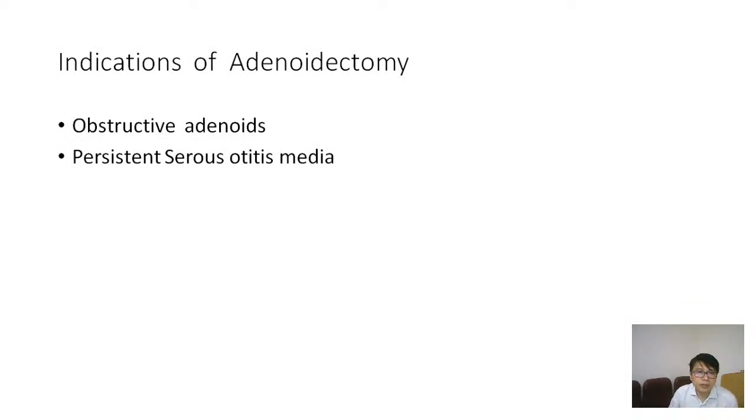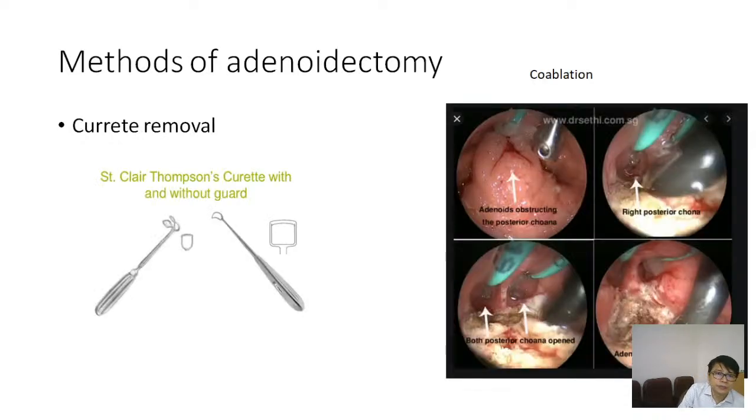Indications for adenoidectomy: obstructive sleep apnea because of enlarged adenoids, or a persistent serous otitis media. We can use either a curette method or we can use a coblator, which is plasma mediated. We can use the coblator to ablate the adenoids, or we can use this curette just to curette off the adenoids.